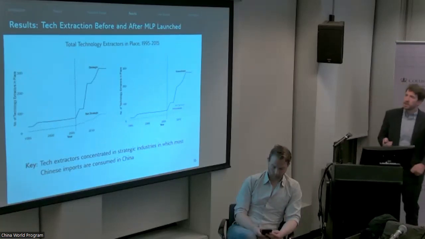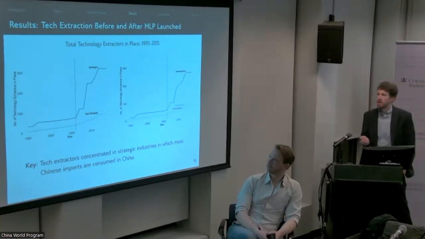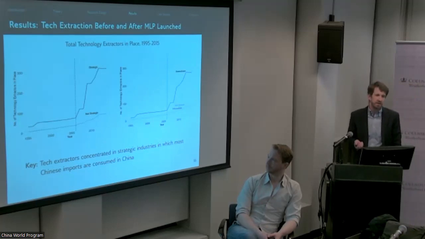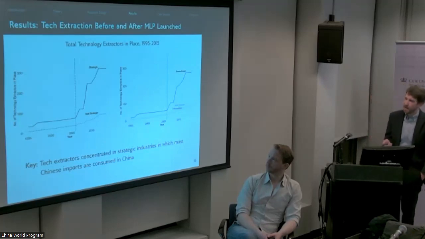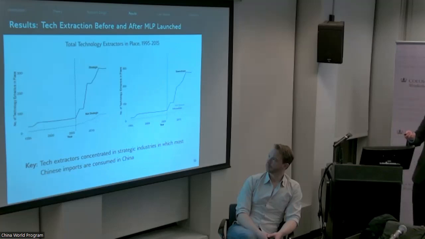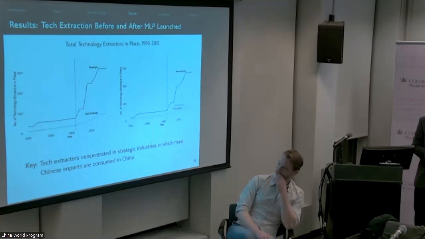Okay, so here we see the total number of these policies in place by year from 1995 to 2015. And I'll just highlight three points. So first, we see that after 2006, the year the MLP is launched, there is a really dramatic increase in the use of these policy tools. However, that increase is almost entirely concentrated in strategic industries. China is very much less likely to use these policy tools in industries which, by my exogenous measure of strategic, are not strategic.